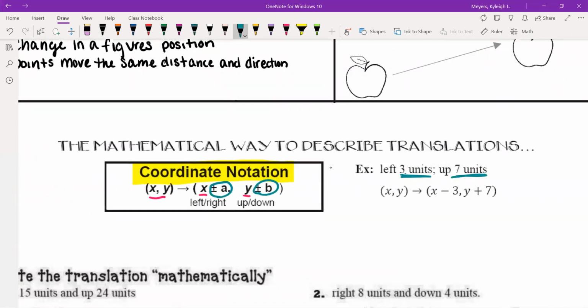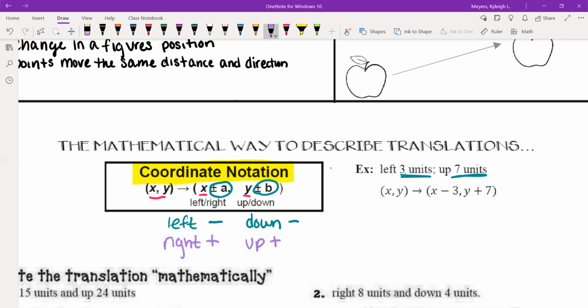So if it's left, we should be subtracting that a value. If it's right, we should be adding that a value. If it's down, we should be subtracting that b value. And if it's up, we should be adding that b value. I know that kind of is hard to, I don't know, it's a lot to wrap your head around, right?